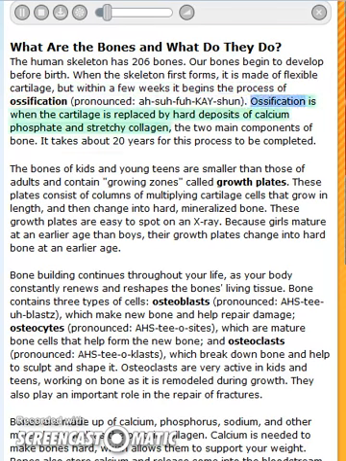It takes about 20 years for this process to be completed. The bones of kids and young teens are smaller than those of adults and contain growing zones called growth plates. These plates consist of columns of multiplying cartilage cells that grow in length, and then change into hard, mineralized bone. These growth plates are easy to spot on an X-ray. Because girls mature at an earlier age than boys, their growth plates change into hard bone at an earlier age. Bone building continues throughout your life, as your body constantly renews and reshapes the bone's living tissue.